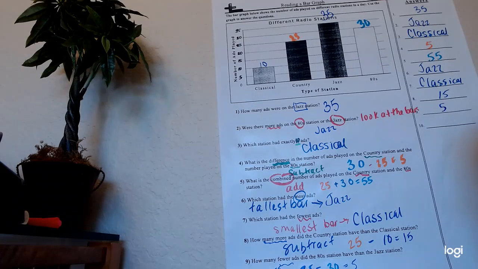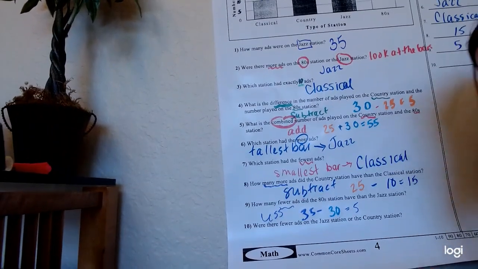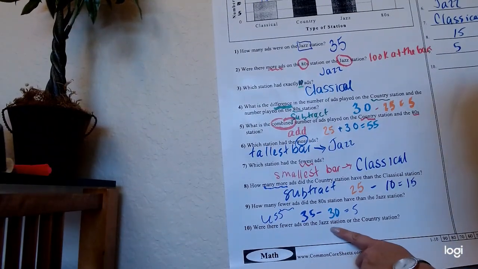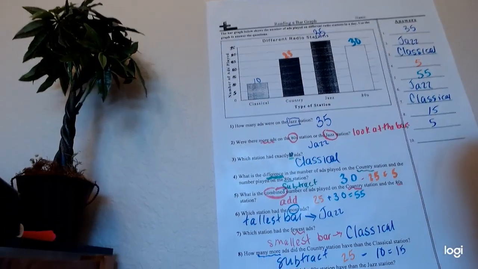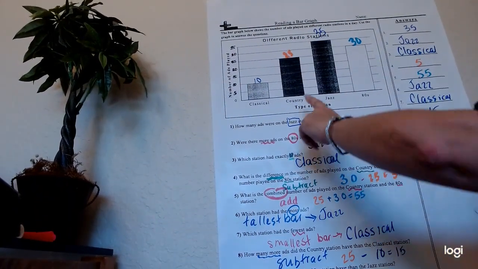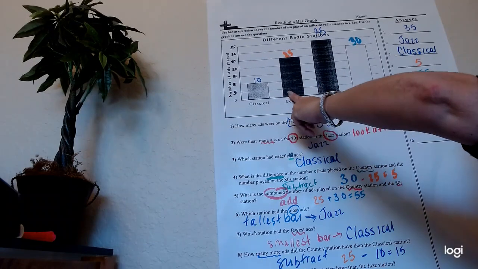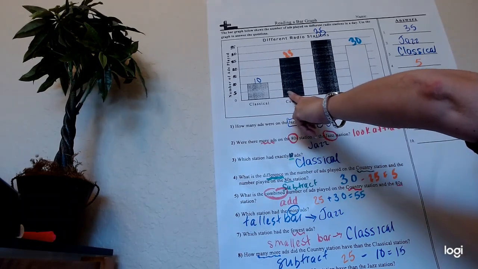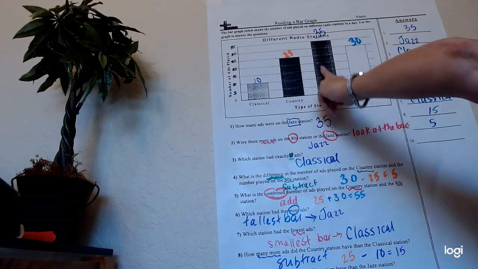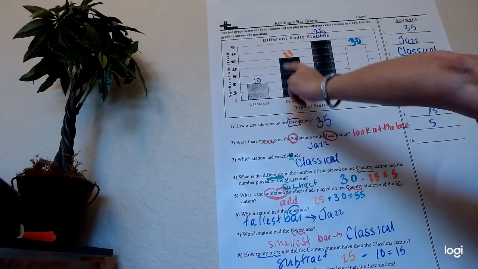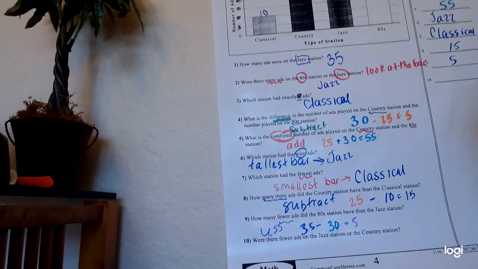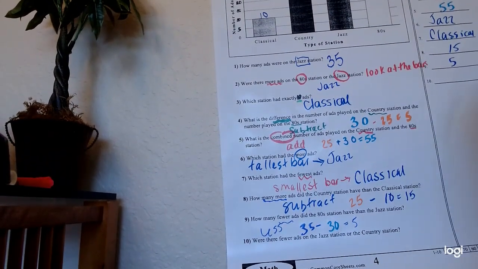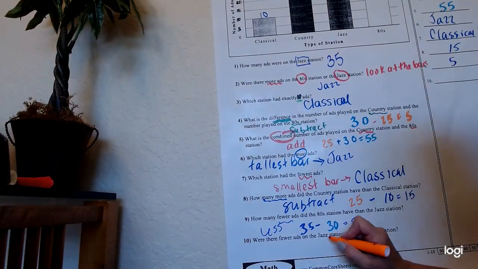And our very last question, were there fewer ads on the jazz station or the country station? So we're going to go back up here. So I'm looking at my jazz station and my country station. Which one has fewer ads? Taller bar or shorter bar? Well, we're looking at the shorter bar because we're looking for the fewer ads. And that would be the country station.